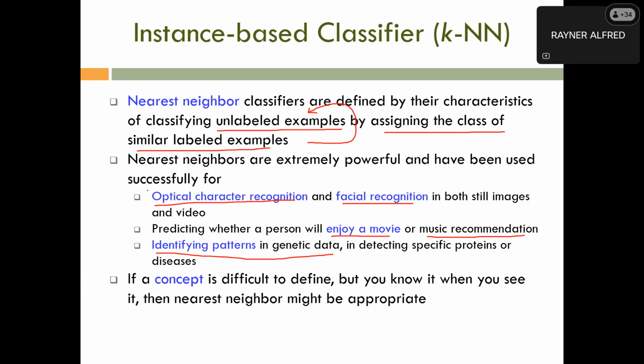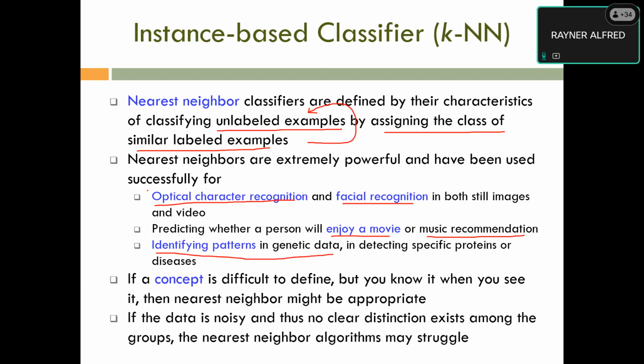In order for us to apply instance-based classifier, we need to know how it works behind the scenes. We need to know how it computes the differences between two different instances in the database. If the data is noisy, you may have some difficulty, because in order to use nearest neighbor, we need a clear distinction of what features can be used to differentiate the instances that we have.